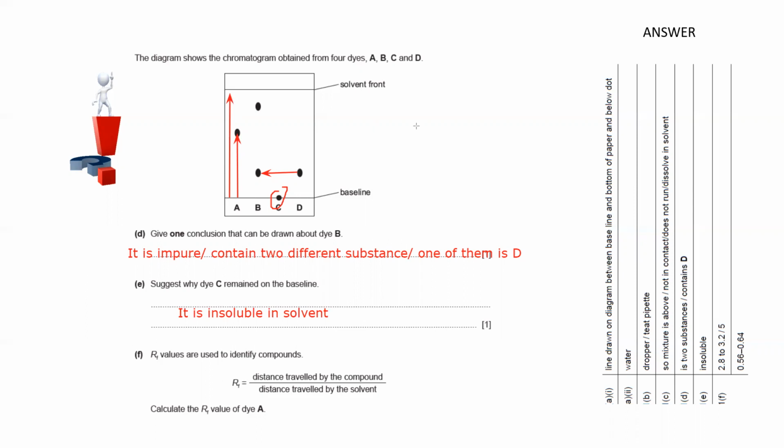No, it's not like that. If a substance is pure, Abdullah, it will rise, but it will give only one spot. If a substance is pure, it will rise and it will give only one spot.